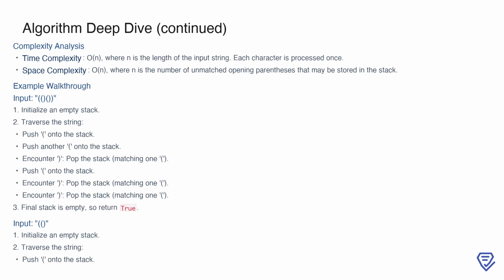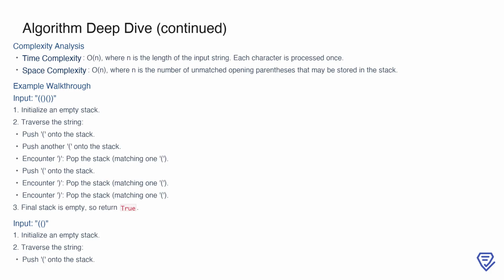Consider the input string. We start with an empty stack and process each character. First, we push onto the stack, then another. When we encounter a closing parenthesis, we pop the stack, matching one. Next, we push another, and pop it when we encounter another. Finally, we pop the last one. At the end, the stack is empty, so the string is valid, and we return true.